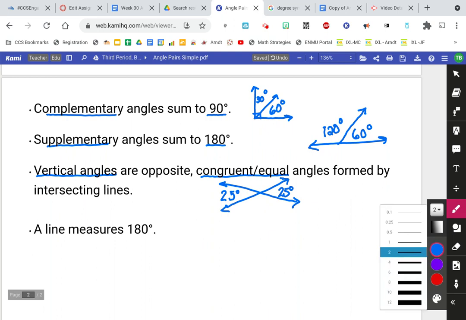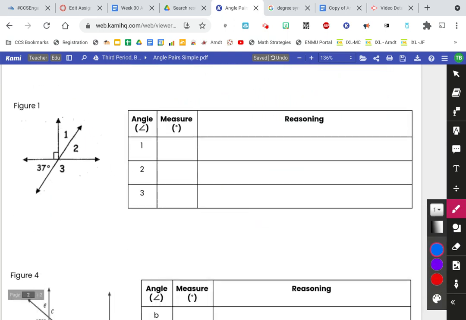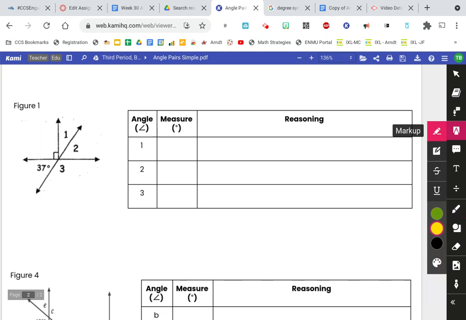So let's go ahead and jump right into this. So we will see figures that look something like this. And we have to find the measures of the missing angles and explain our reasoning. Now, you do not have to go in order of 1, 2, 3. You do what is best for you. What you can find first doesn't matter. So on this particular figure 1, I actually am not going to find number 1 first.